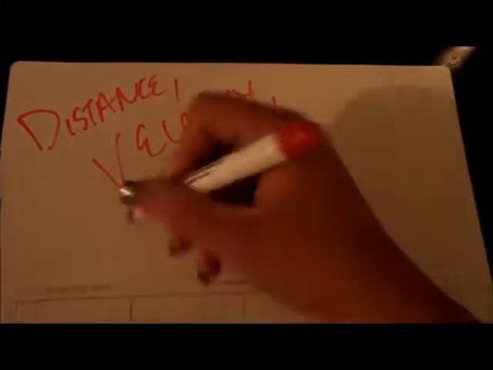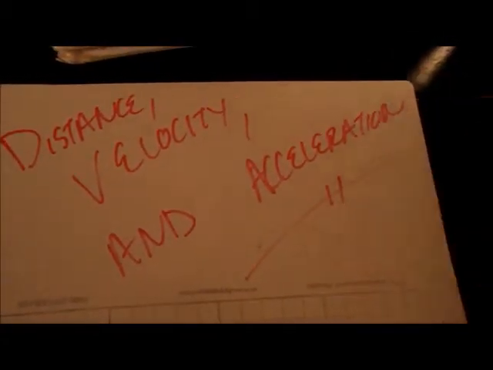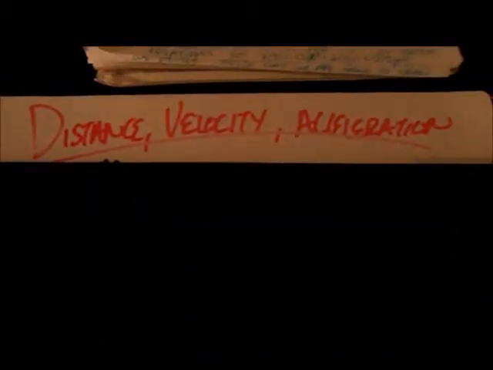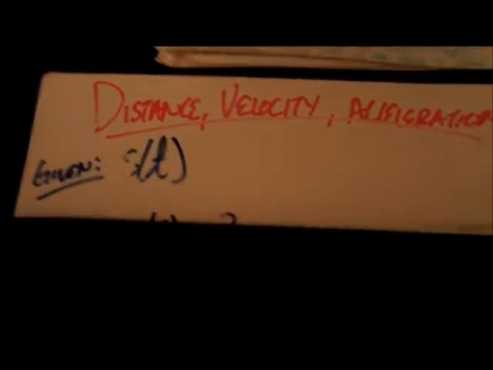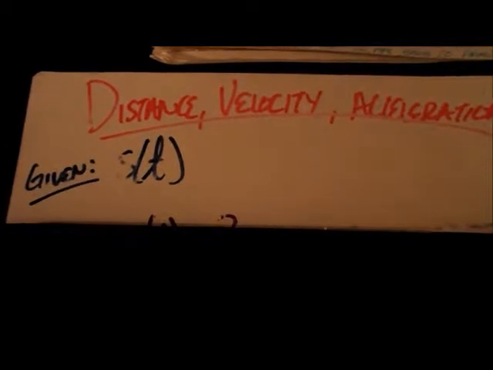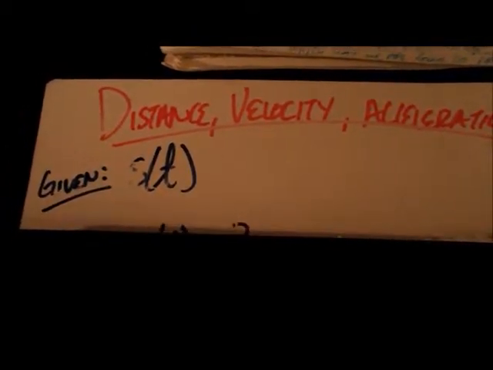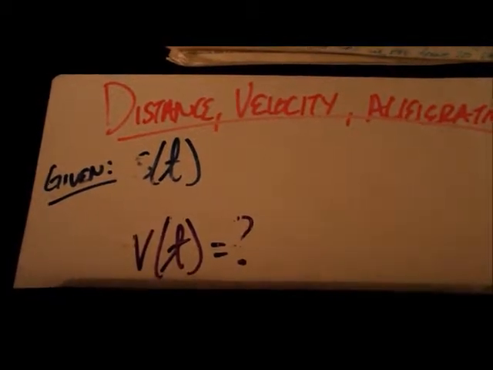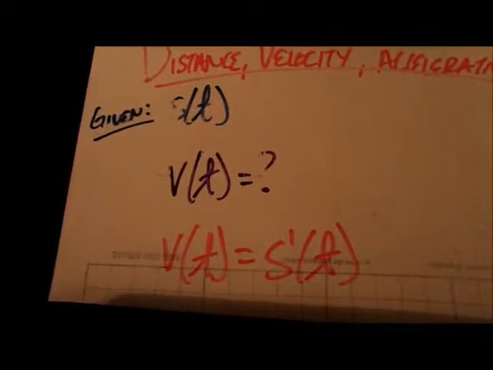Distance, velocity, and acceleration is really simple. Say you're given the displacement of an object, which is given by s of t, which means distance traveled from the starting point relative to time, and you want to find the velocity, which is given by v of t is equal to s prime of t.